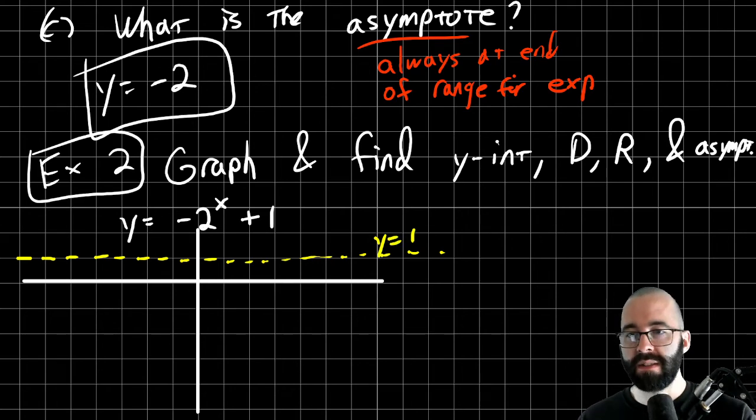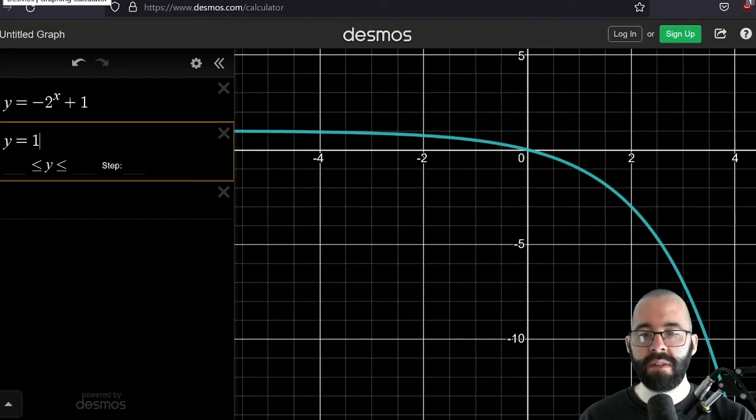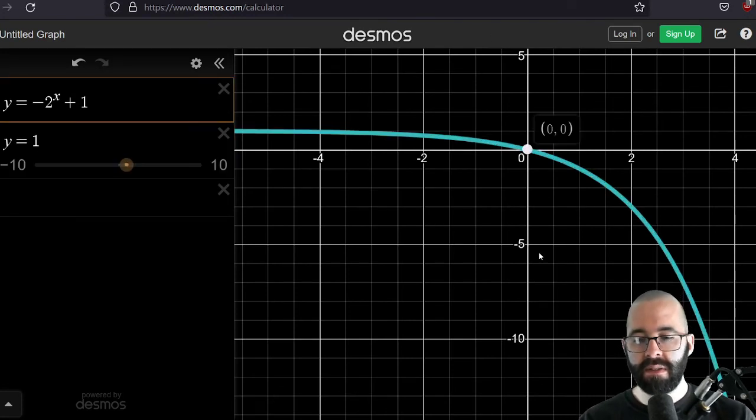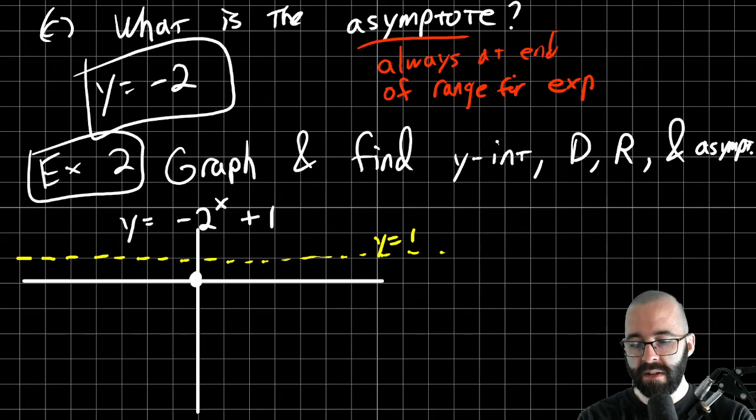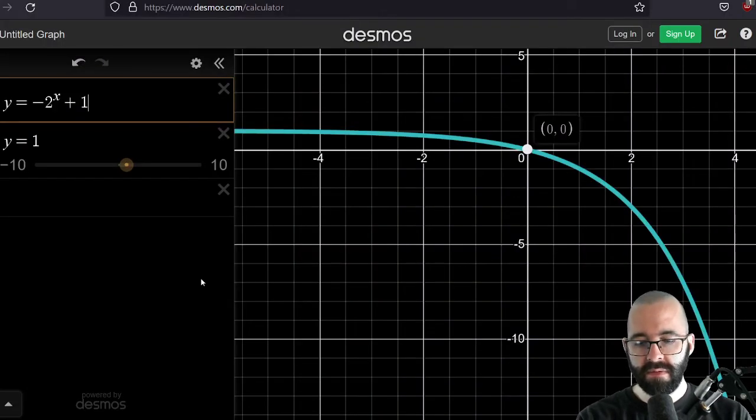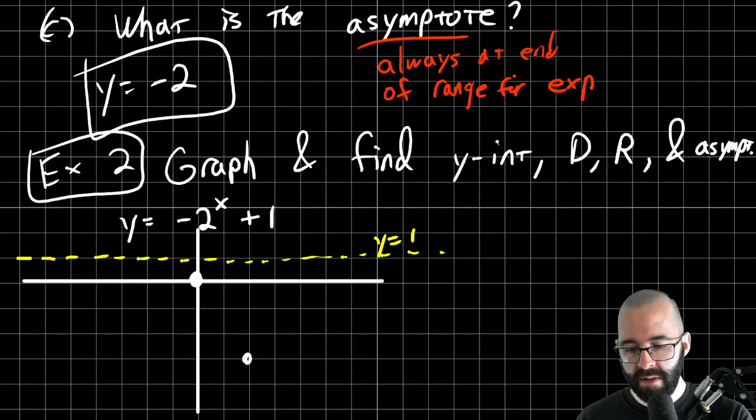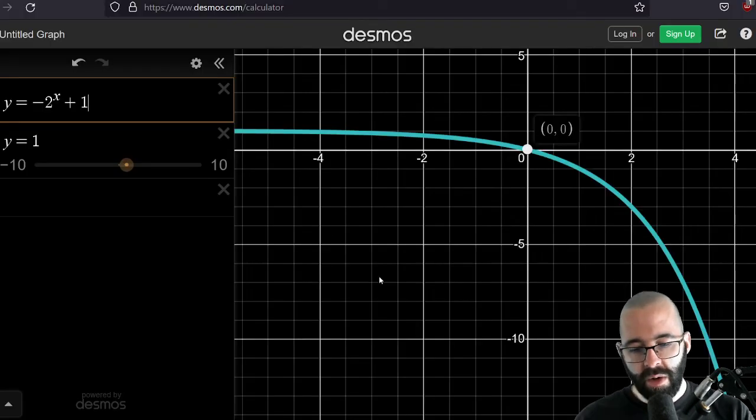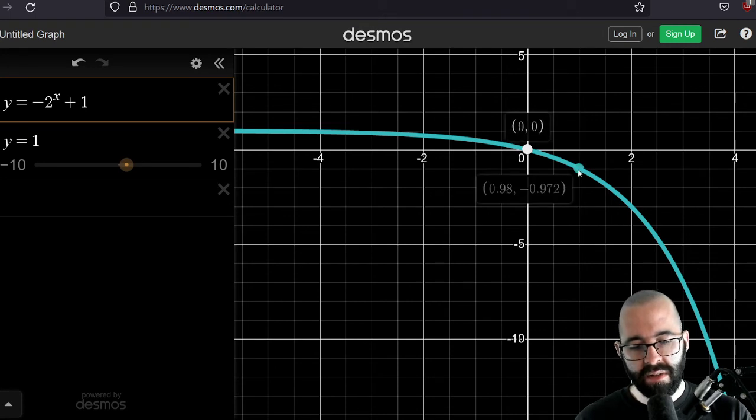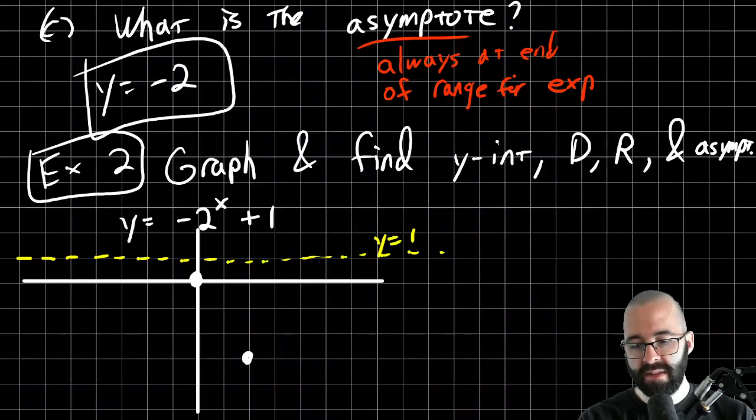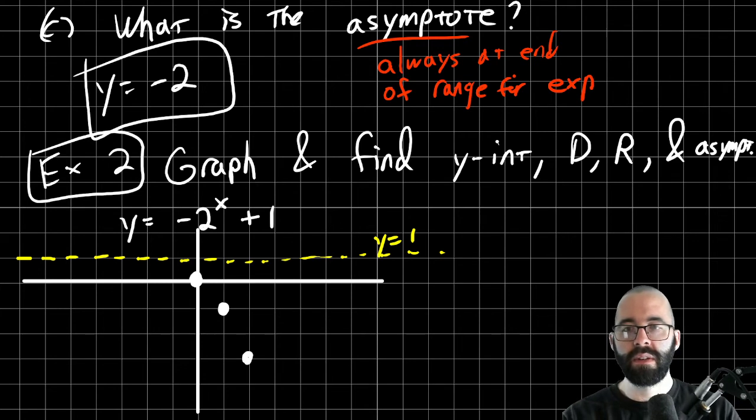Now let's plot some points that are on the graph. The point 0, 0 is on the graph. Let's plot that. What's another point on this graph? The point 2, -3 is on the graph. Where are we at 1? When x is equal to +1, is that -1 exactly? Yes, it is. +1, -1. Let's get some on the left too.